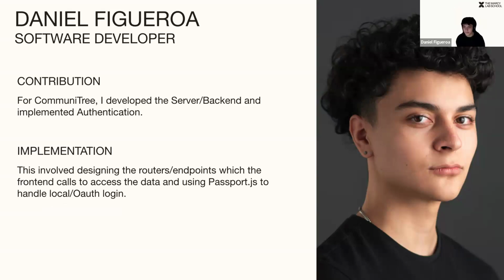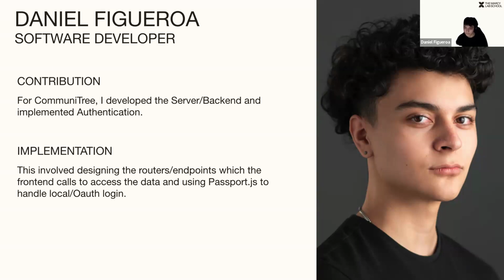Hello, my name is Daniel Figueroa. My family is from Guatemala, Peru, and Spain, and I currently live on Long Island. On the Communitree team, my role is focused on backend development. For my contribution, I built the server and set up the authentication system. In terms of implementation, I created the routers and endpoints that the front end interacts with to access data. This involves setting up a robust server architecture in order to ensure seamless communication between the front and back end.